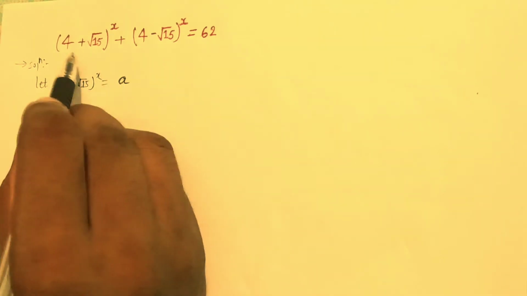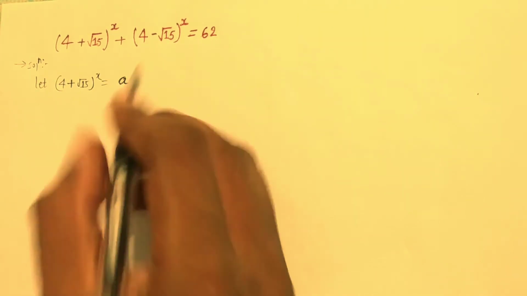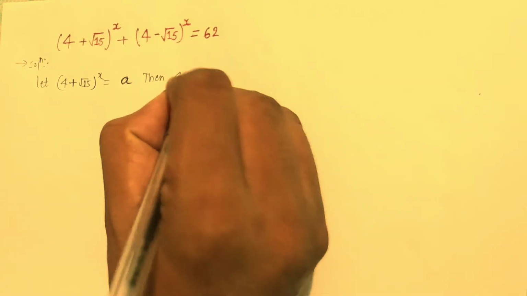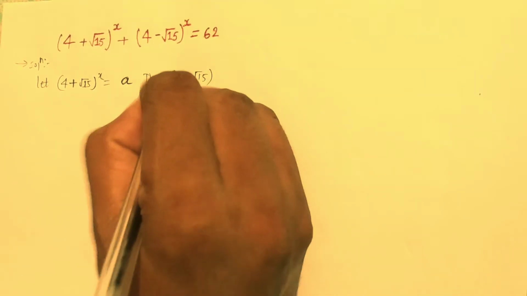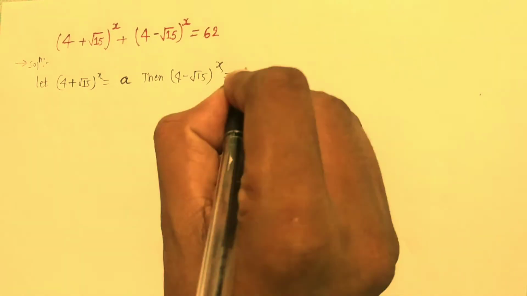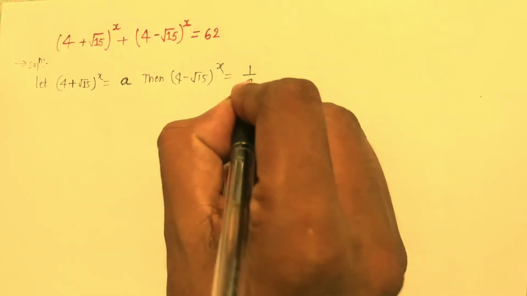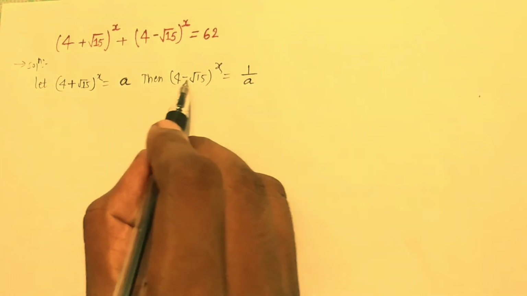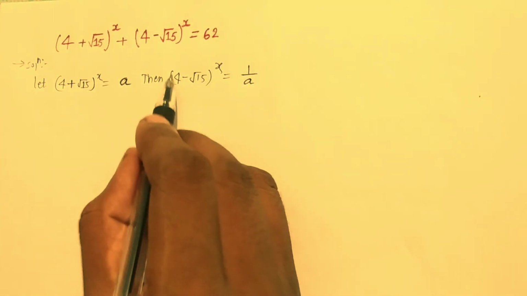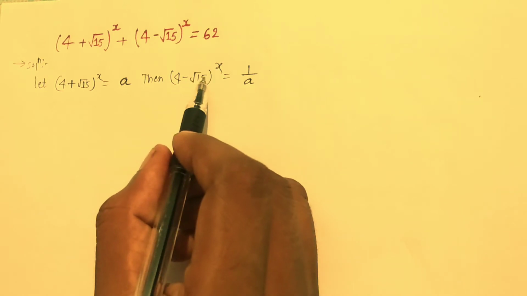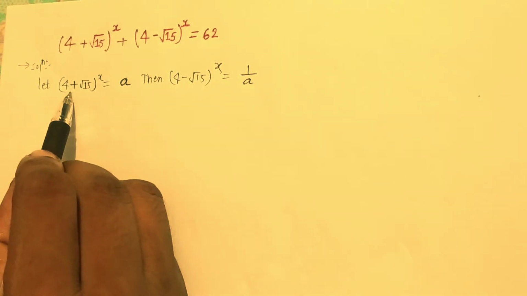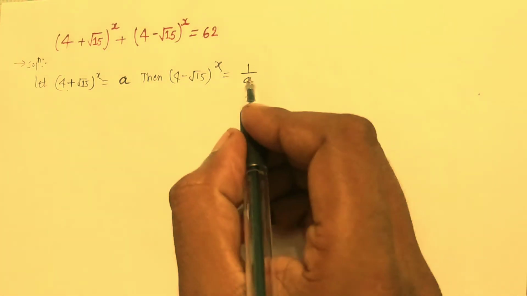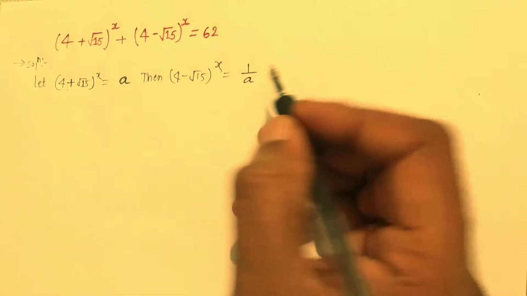Then if we let it as a, then (4 minus root 15) to the power x will be 1 by a. This will be 1 by a, because (4 minus root 15) to the power x is the reciprocal of this. They are reciprocal to each other. I will show you how it becomes 1 by a.